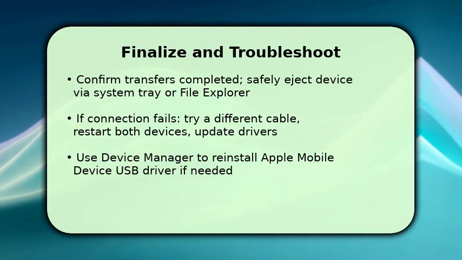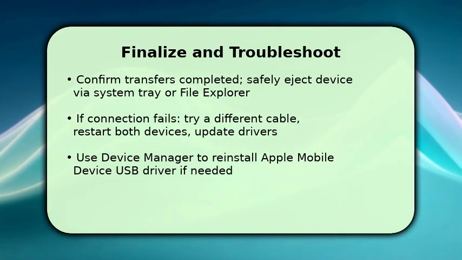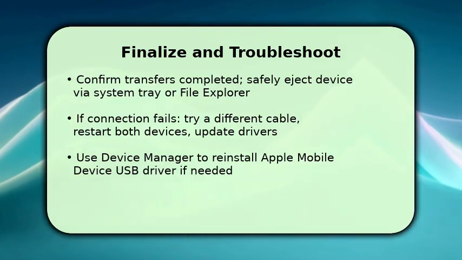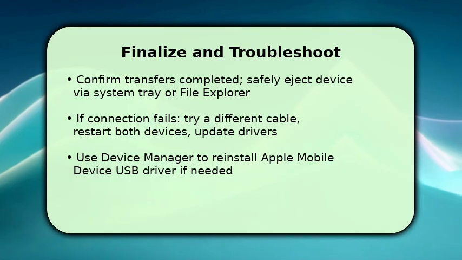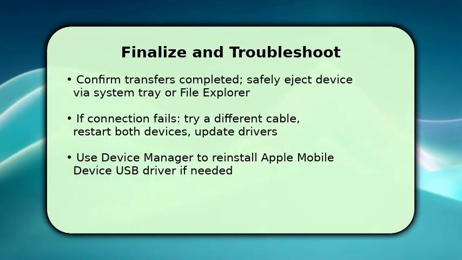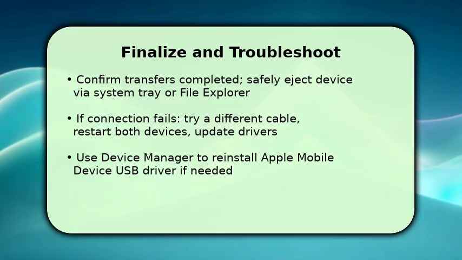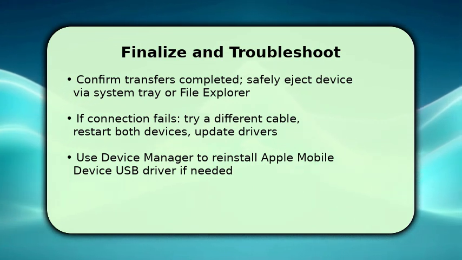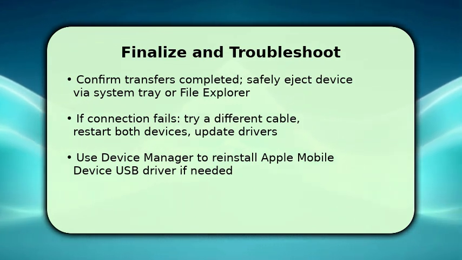If something breaks, don't panic. Try a different certified cable, restart both the phone and Windows 11 laptop, and check for OS updates. Make sure Apple Mobile Device Service is running. Open Device Manager, find the Apple USB driver, and reinstall it if Windows doesn't recognize the phone. That resolves most connectivity problems quickly.